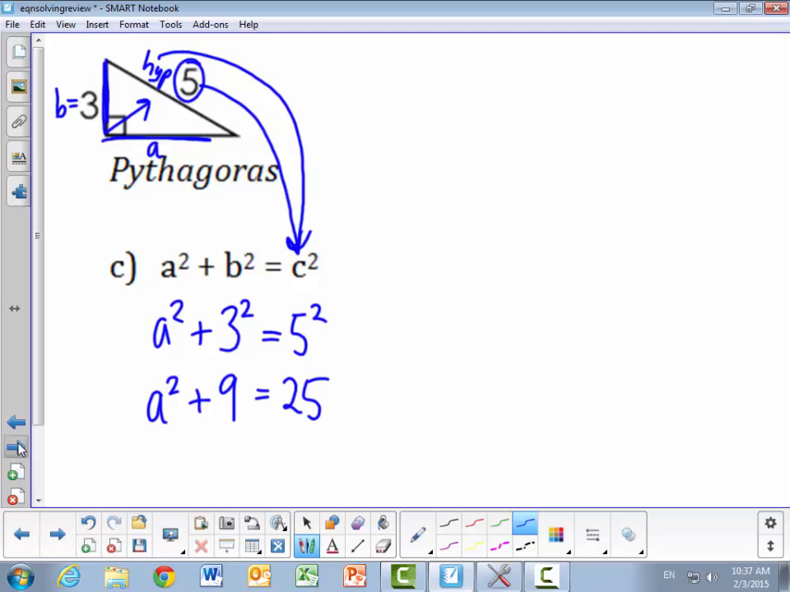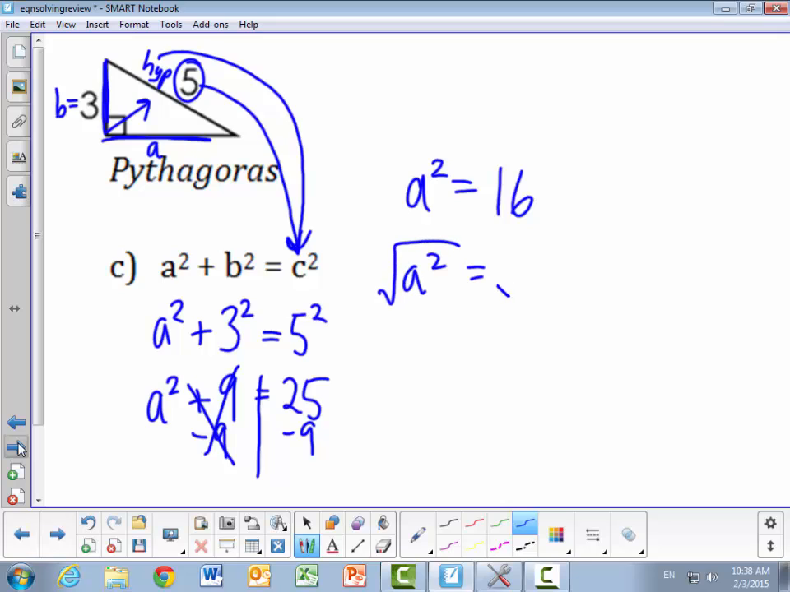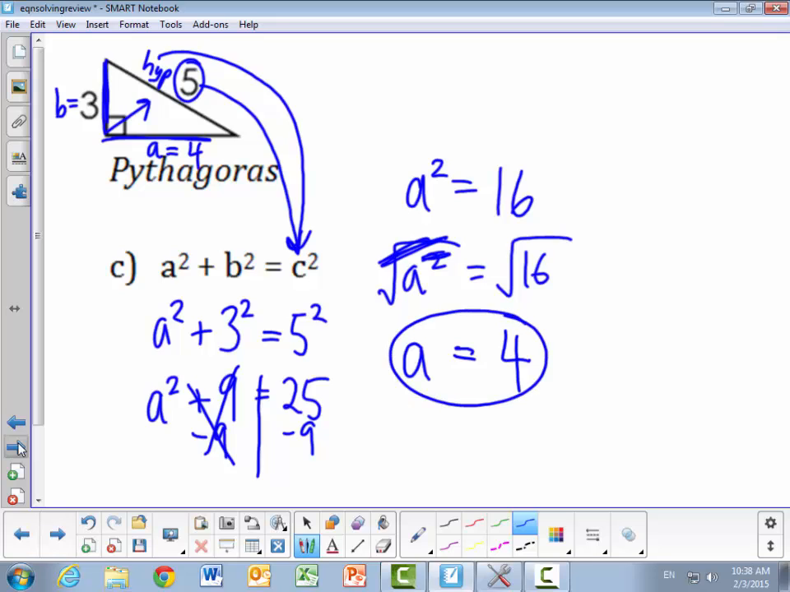And then I ask what's happening to A. It's being squared, and it's being added by 9. The opposite of adding 9 is to subtract 9 to both sides. So now I have A squared equals 16. And then what's happening to A still? It's being squared. What's the opposite of squaring? Square rooting. So I'm going to square root both sides. The square and the square root cancel each other, leaving me with just A. And the square root of 16 is 4. So my missing side is 4.